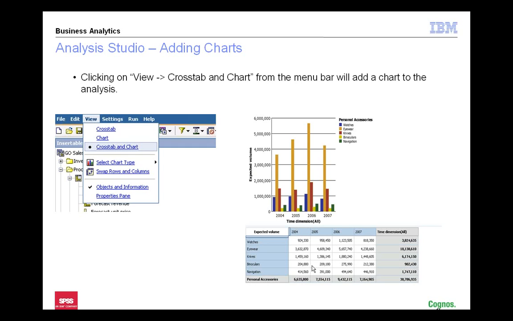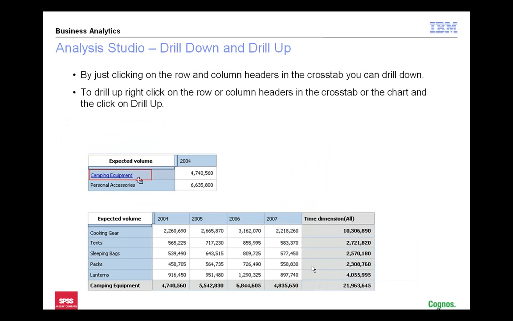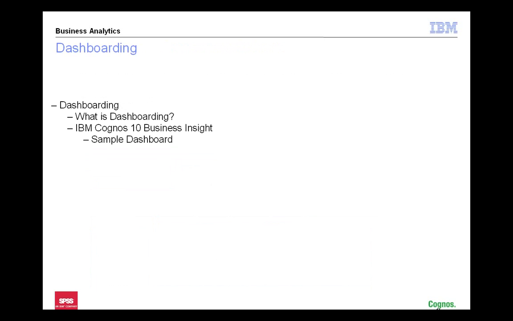So what I was talking about is drilling down. When you click on this particular entry, or maybe this entry, you get down to the next level where this camping equipment becomes the summary level. Now this is for drilling down, and if you want to drill up, you need to right click and choose drill up. So you can go to the upper level. Then we'll go to dashboarding.